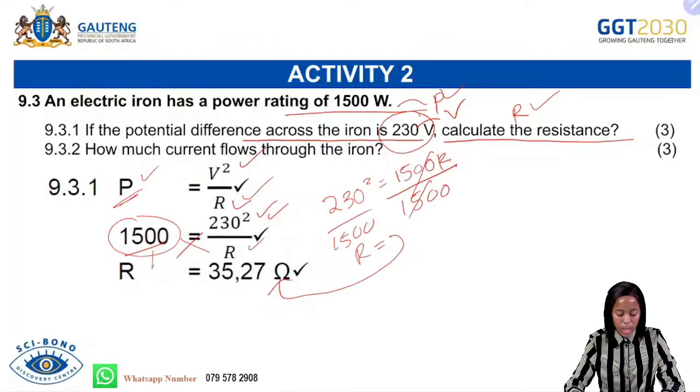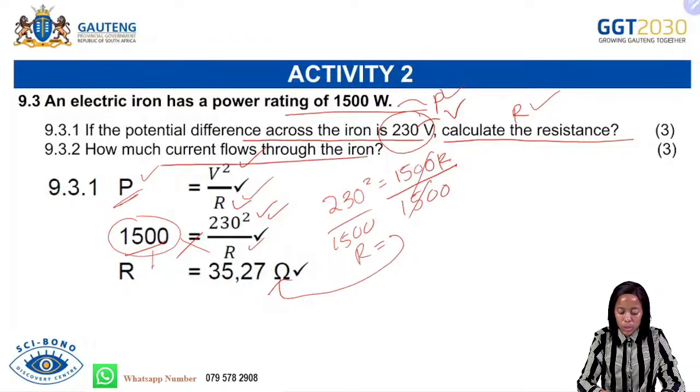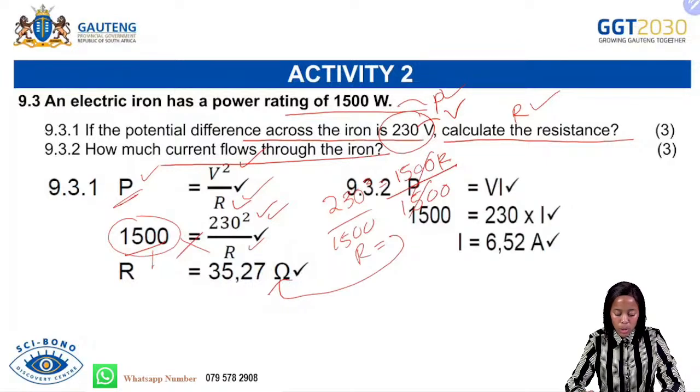35,27 there. Okay, now the next one says how much current flows through the iron. So for this one again, you would look at your formula sheet and look at a formula that will have your current there. So we are now going to have power is equal to VI there. Already we had the power, which is in watts, and already we had the voltage. So we are able to calculate the current there.